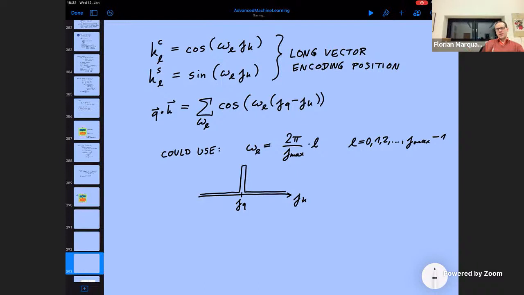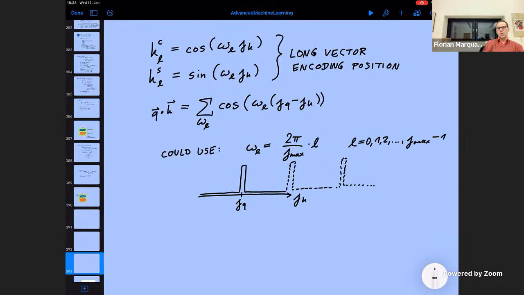But that's actually not the choice in the original transformer, although it would be a possible choice. The reason presumably is that here you have to choose in advance the maximum position and also position difference that you can encode. And what that means is you would get a periodic function that would produce a peak, and then again another peak and so on. And that's not so nice. That's not something you want.